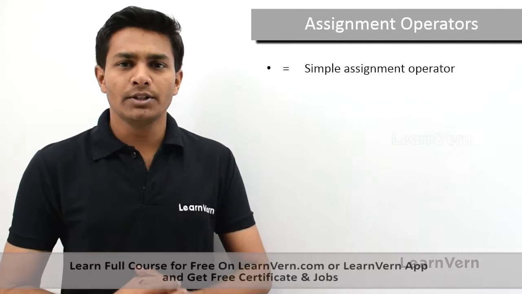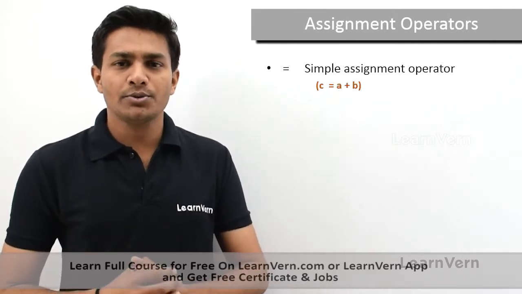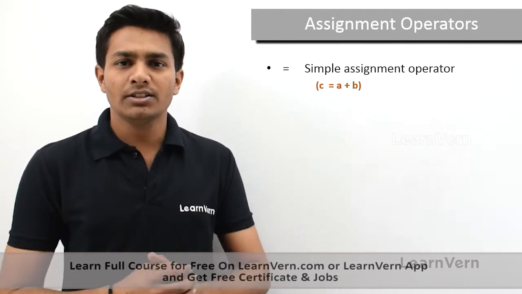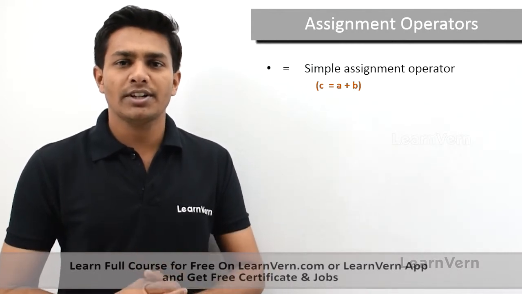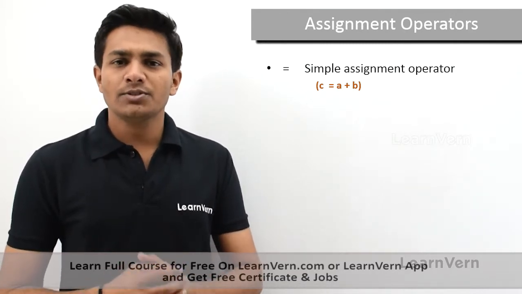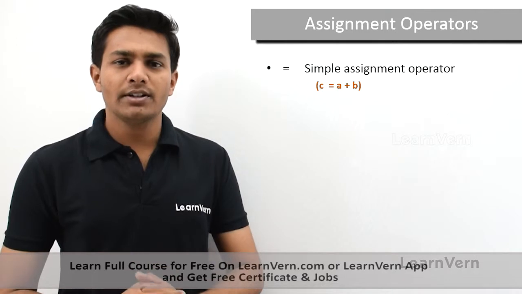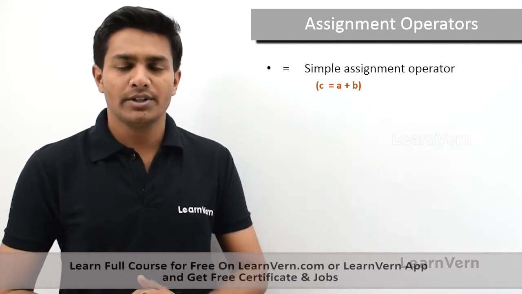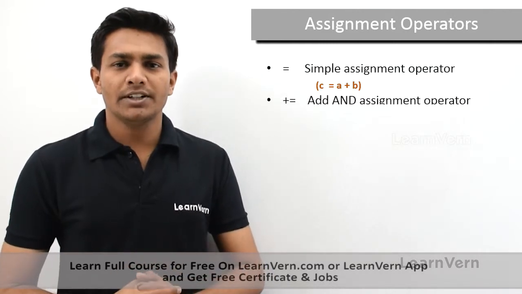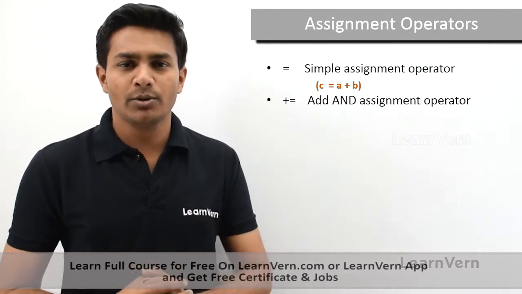First one is equal to. When we want to assign some value to a variable or any other portion, for example, I want to assign a value a to my variable b, in this case we are using this equal to operator, that is the simple assignment operator. Second, plus equal to, that is the add and assignment operator.